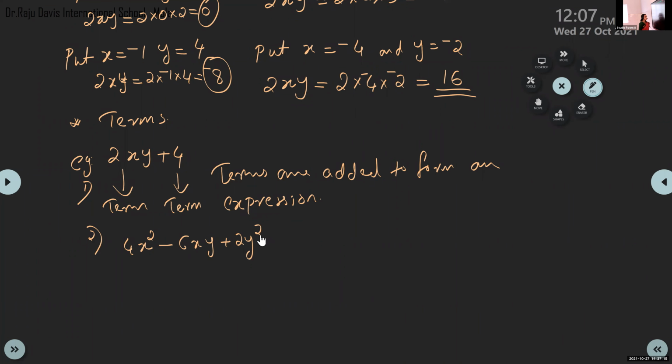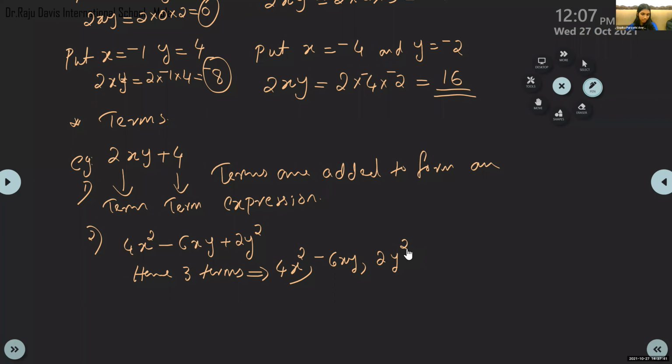How many terms are there in this second example? Three terms. Which are they? 4x square, negative 6xy, another term, and 2y square, the third term. When we add these three terms, we are getting the algebraic expression 4x square minus 6xy plus 2y square.